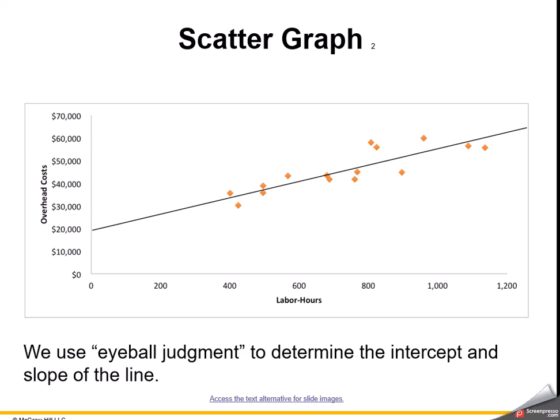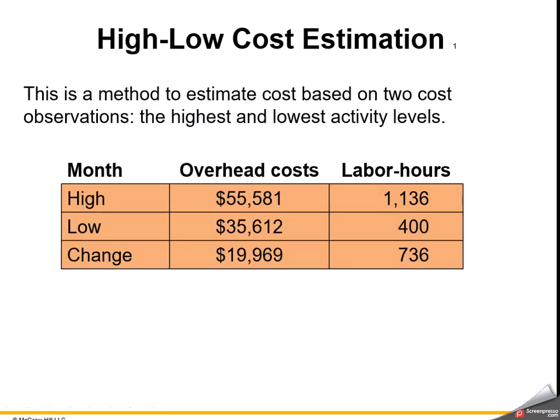Now if you didn't have that, you could still use the scatter graph to estimate what that line is, right in the middle. They call that eyeball judgment, you could guesstimate where that is. So then your fixed costs are going to be there. And the slope of the line as it's increasing is going to be your variable cost, how much it increases with each labor hour, because we can see as our labor hours go up, our total costs, or our overhead costs, go up.